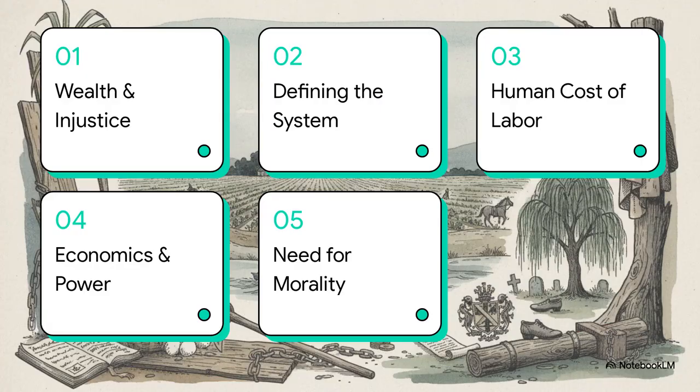So here's our roadmap for today. First up, wealth and deep injustice. Second, defining the plantation system. Third, the human cost of labor. Fourth, economics, power, and resistance. And finally, we'll wrap up with the need for morality.